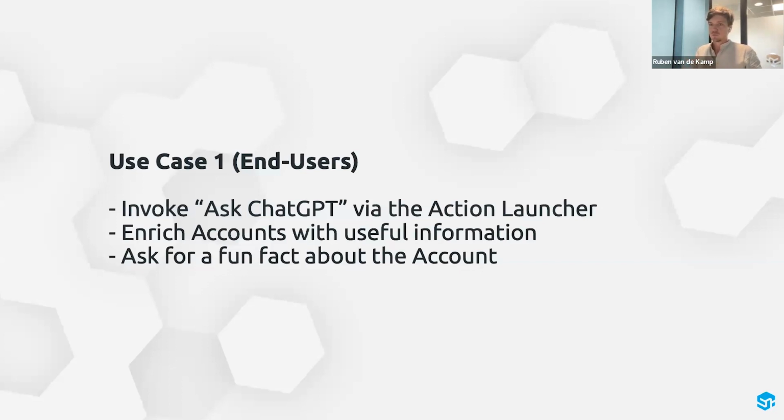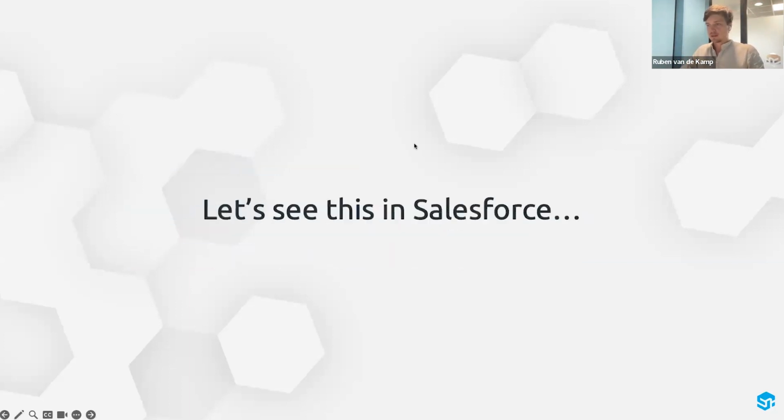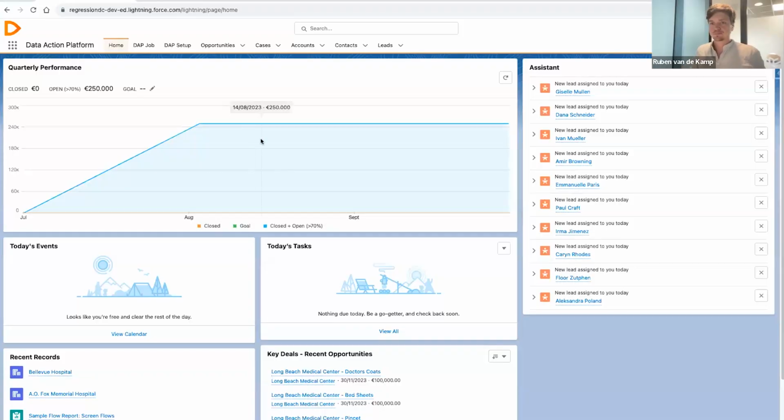And what we're going to do is open up Salesforce and write a prompt to enrich an account or a selection of accounts with some useful information. We're also going to ask ChatGPT for a fun fact about the account. We're doing that because maybe as a salesperson, you can use this information, which you can store in a record, in your conversations, to get more context and an idea about the account that you're working with at that time. So let's see what that looks like in Salesforce.